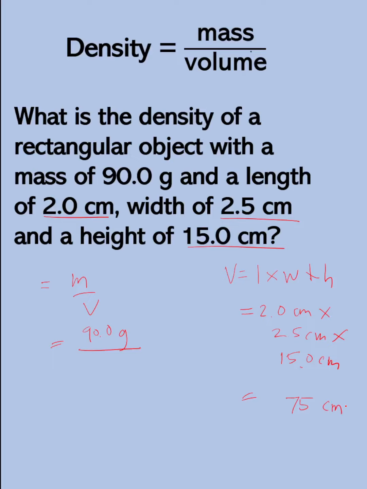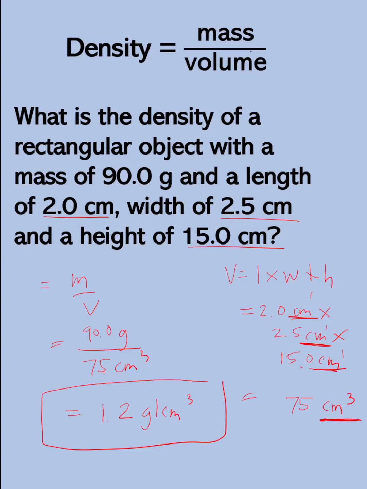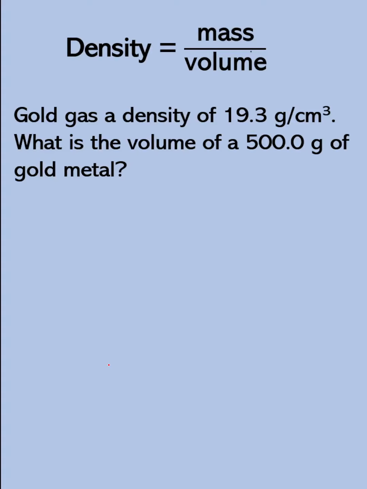75 cubic centimeters. So this one is from cm times cm times cm. So of course you add the exponents. So 1, 2, 3. So this is 75 cubic centimeters. That's the volume of the object. We have 75 cubic centimeters. Then if you divide this one, it's equal to 1.2 grams per cubic centimeters. In this case, we have two significant figures because, again, we have two significant figures here in the given. Next, gold has a density of 19.3 grams per cubic centimeter.